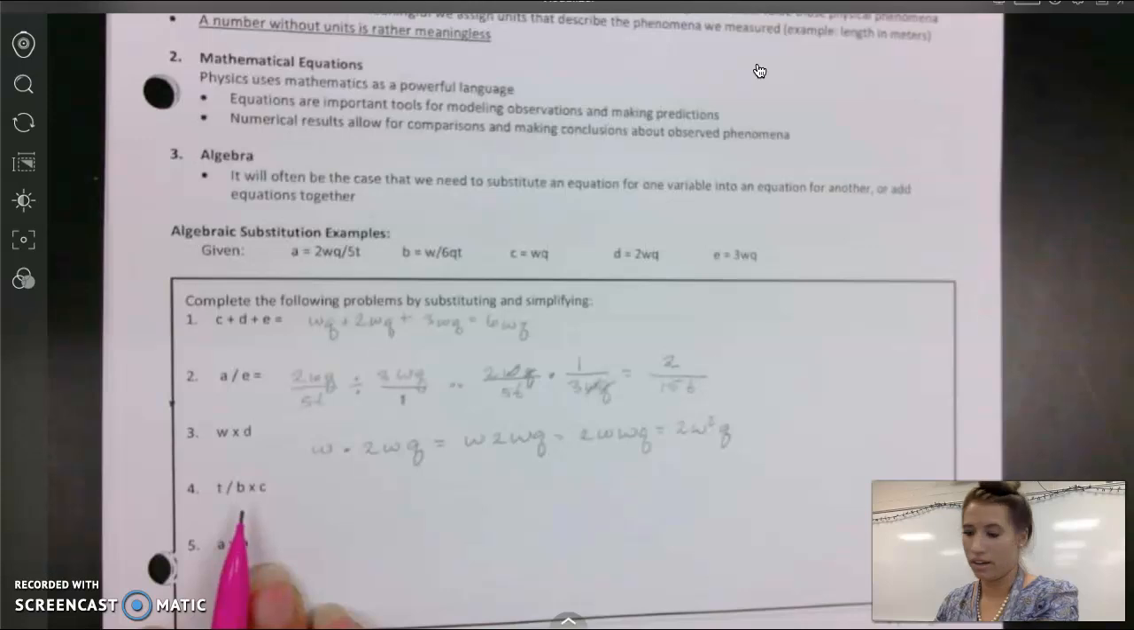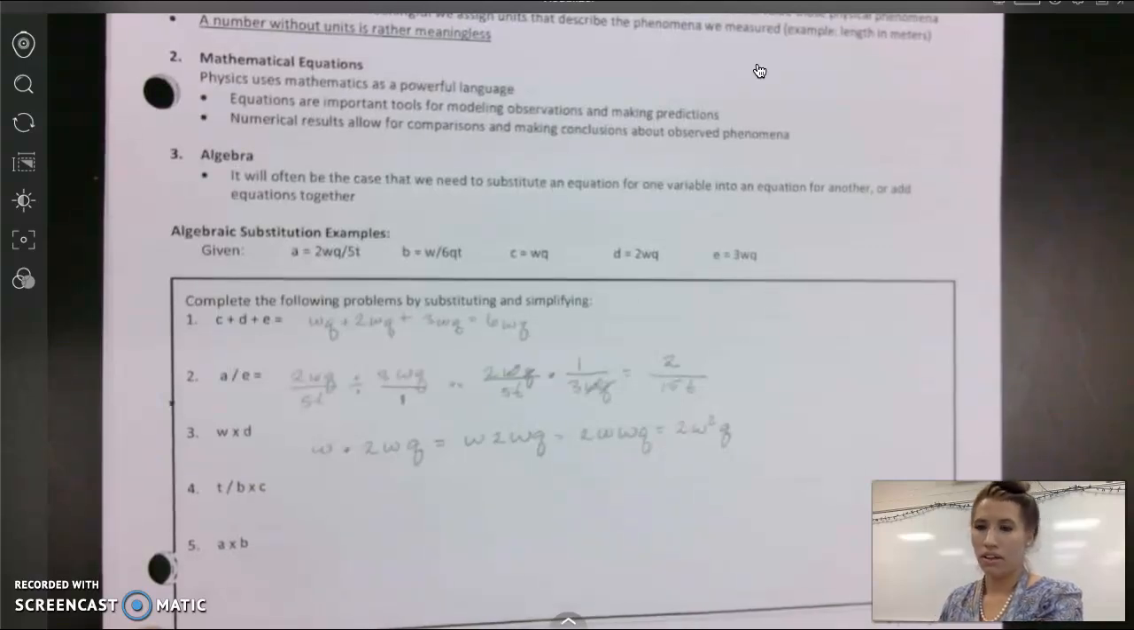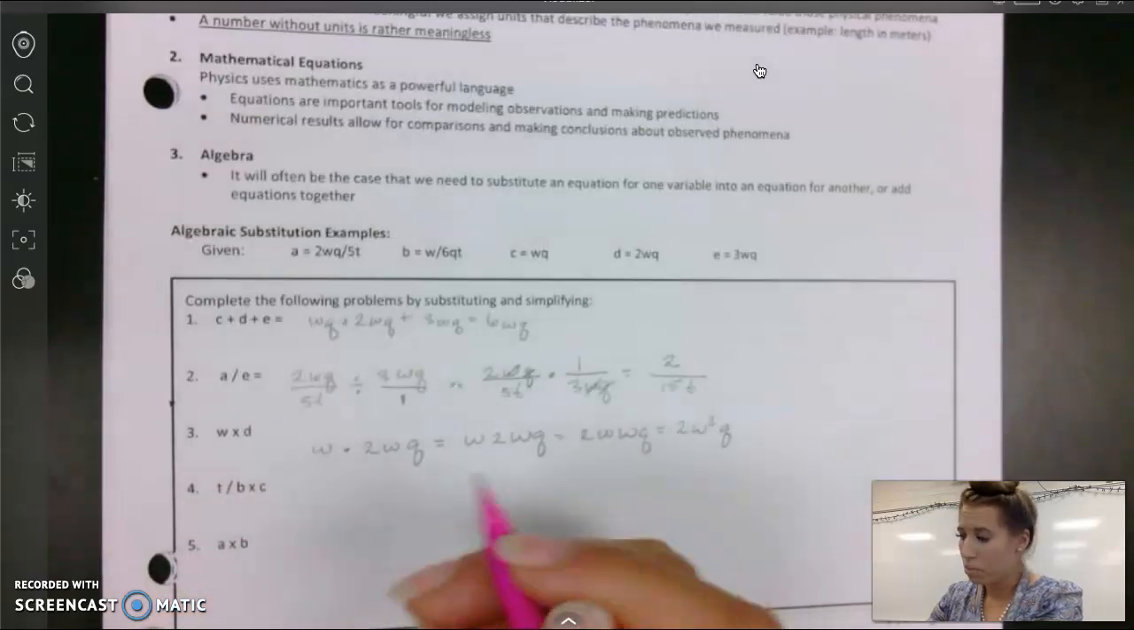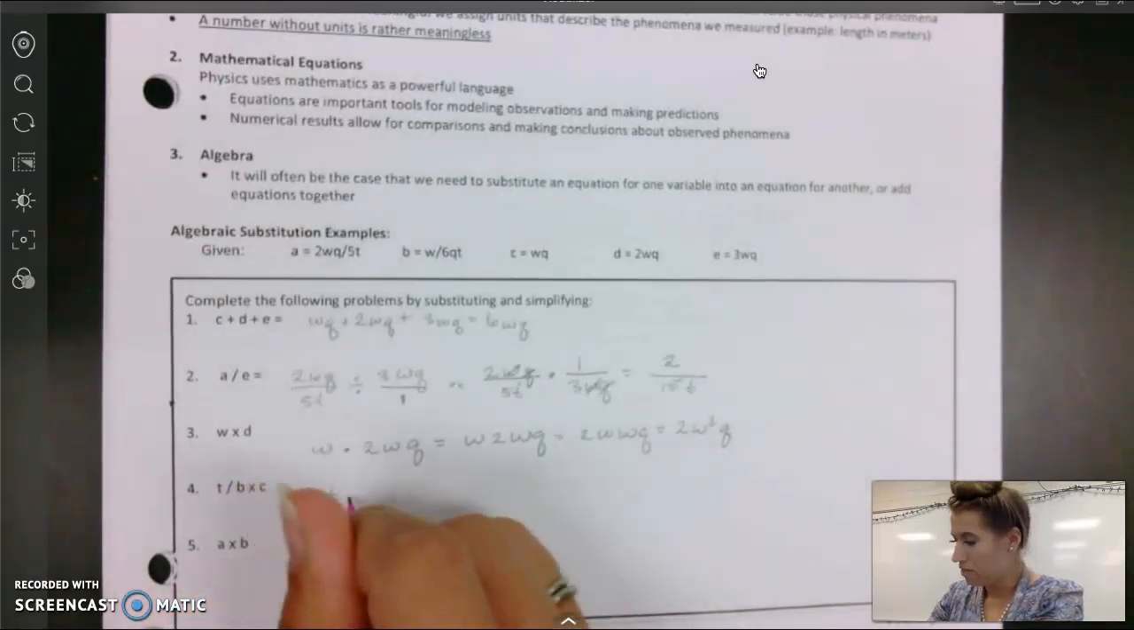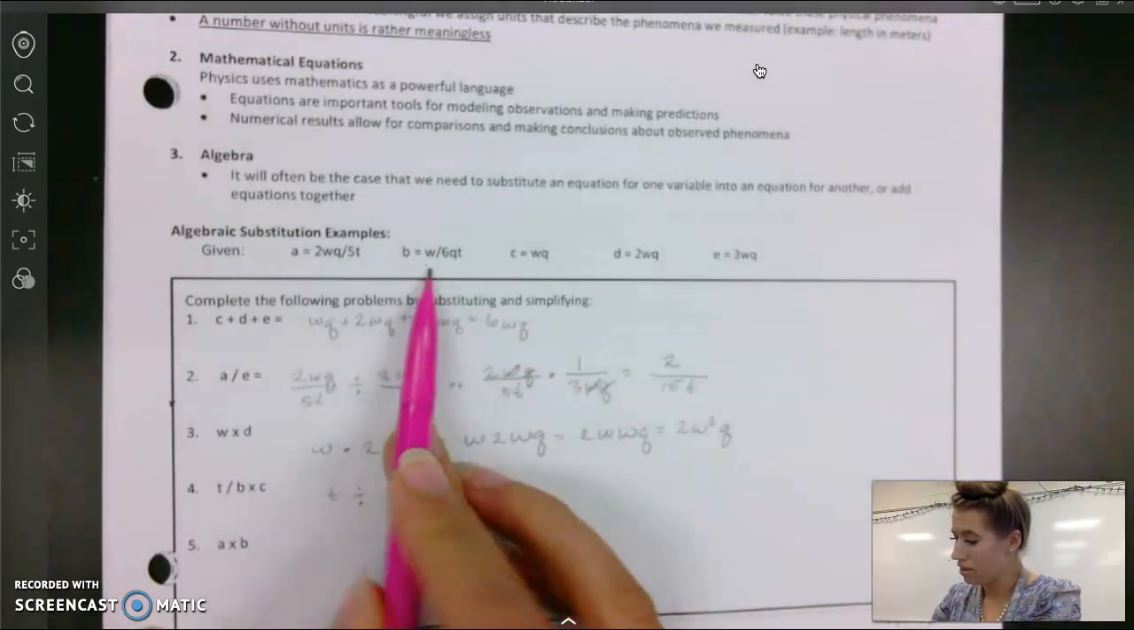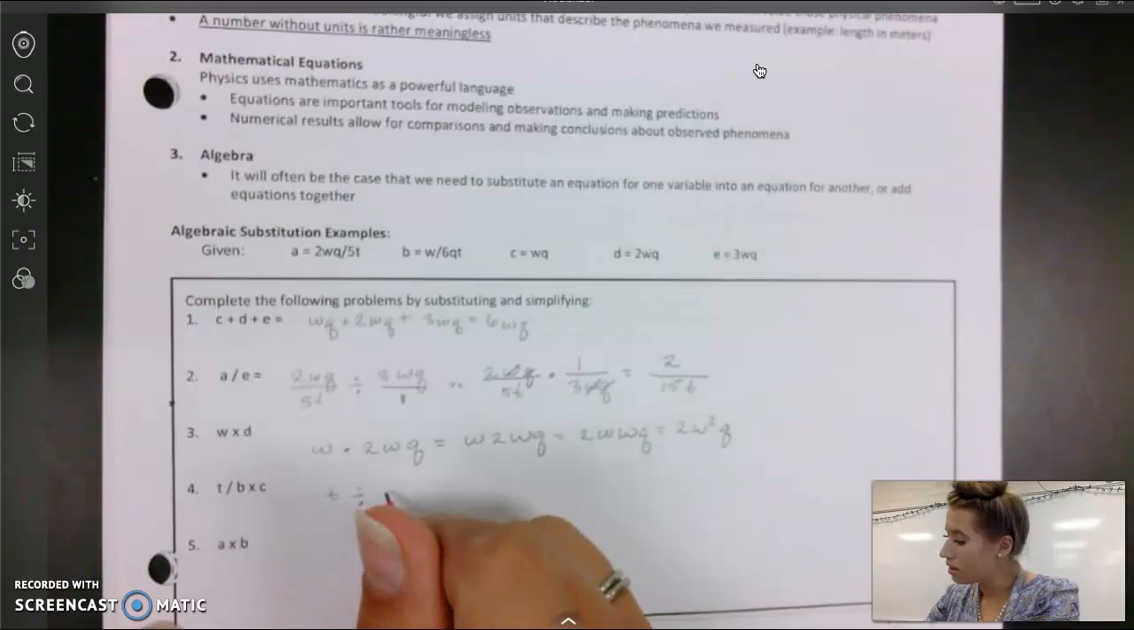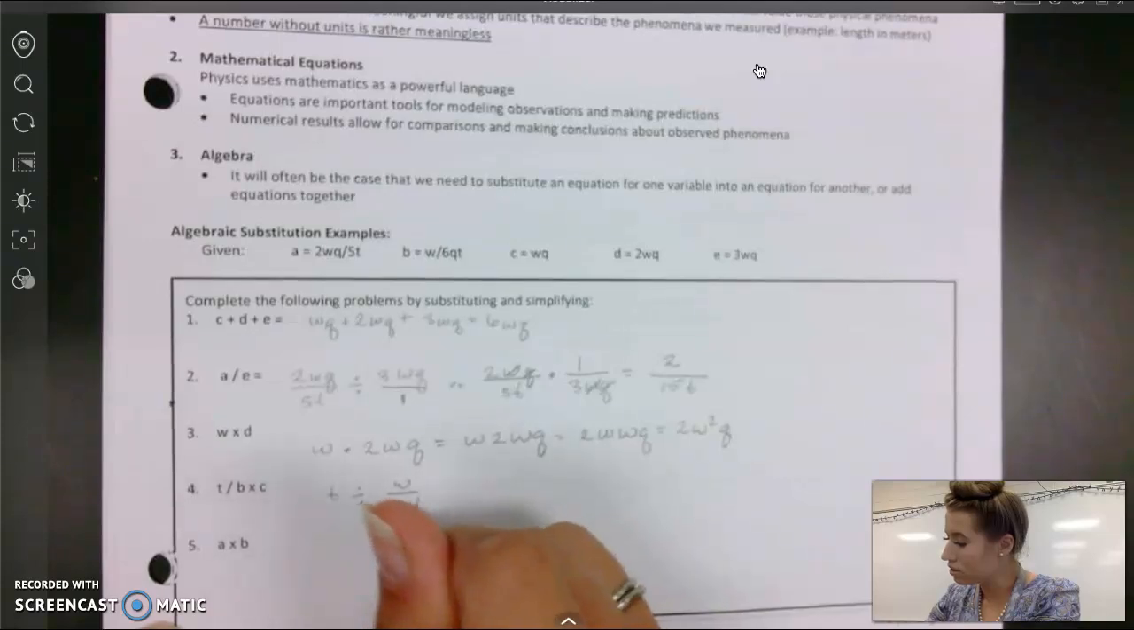Now we're getting a little more complicated. We have both a division and a multiplication. There's no parentheses here, so we're just going to follow it in the order that it's expressed. So we're going to start with T divided by B, and then we're going to take that value and multiply it by C. Okay, so the variable T, we're going to divide that by B, and B is W over 6QT.